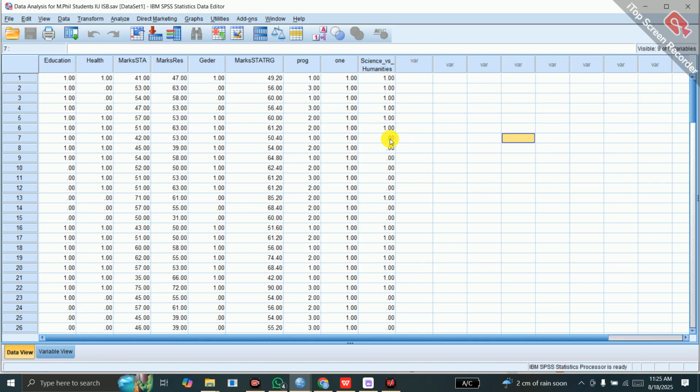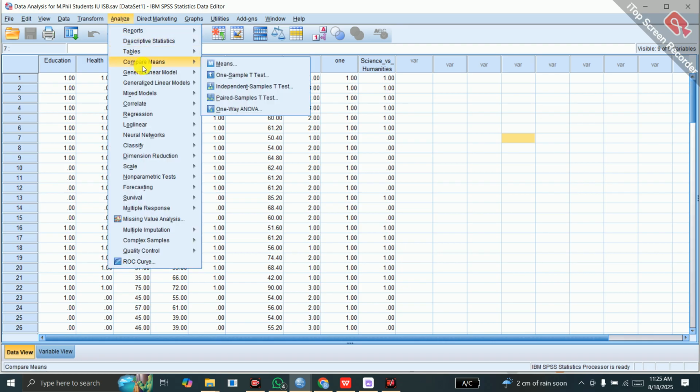So we will be comparing the mean or the average marks of those who studied science in their high school and the average marks of those who studied humanities in their high school. So this is the essence, and now let me go to analyze and compare means, but this time I'm not using one sample t-test, I'll be using independent sample t-test.